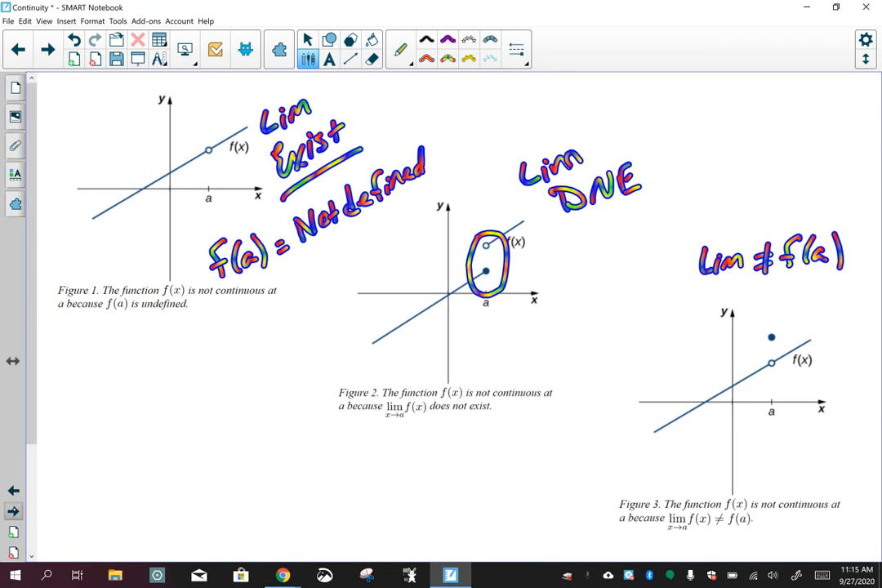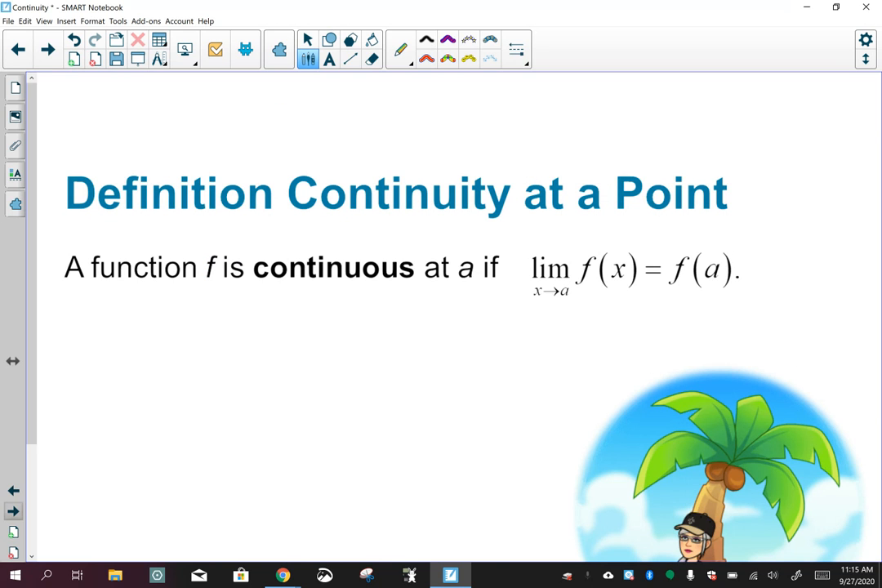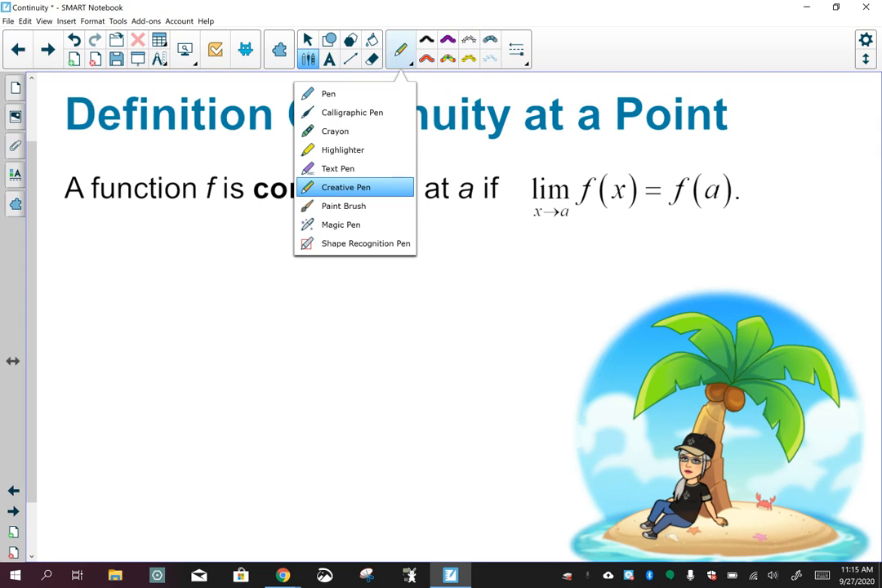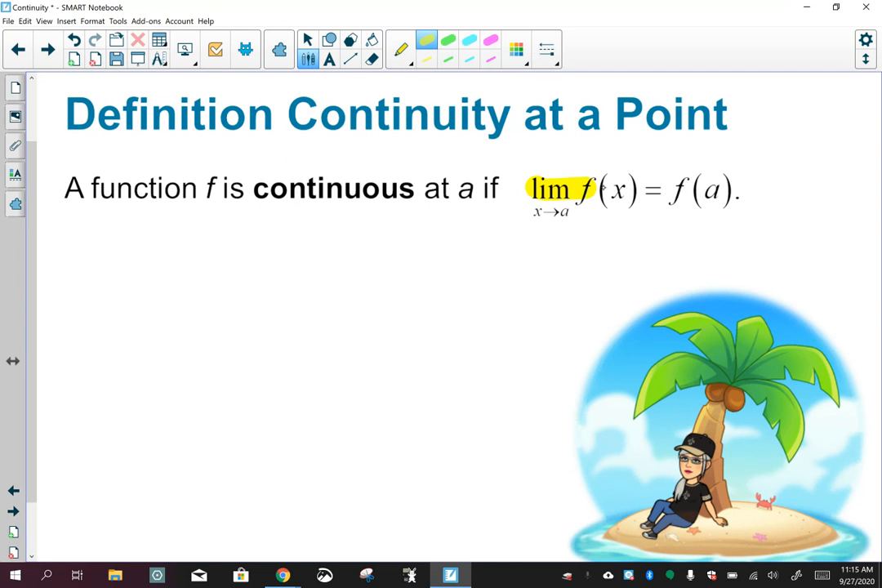So, in terms of looking at the definition of continuity, in order for you to be continuous, this piece right here has to happen. The limit as x approaches a of f of x has to equal that specific defined value. So if my limit at a does not match my defined point at a, I am not continuous at that point.